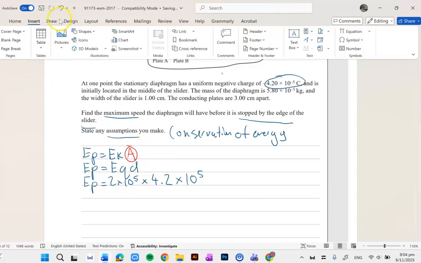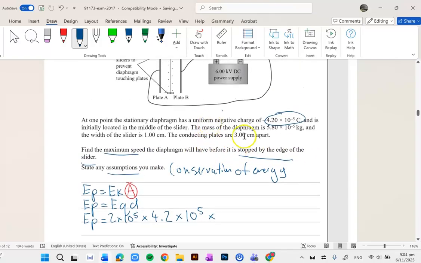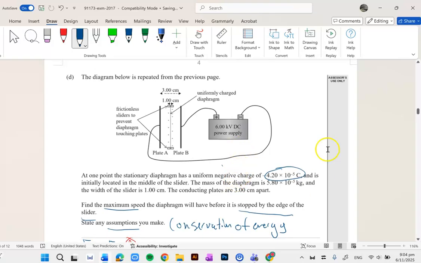And then the distance. Now this is where people make mistakes. You have to read the question carefully. That gives you a clue. Find the maximum speed the diaphragm will have before it is stopped by the edge of the slider. We actually have to know what the slider is. We can't just chuck in 3 centimeters or 1 centimeter, because both of those aren't correct. I'm not worried about this here, that's irrelevant. I'm worried about this part here. It says we're trying to find the velocity from when the diaphragm is in the middle until it reaches the edge of the slider.